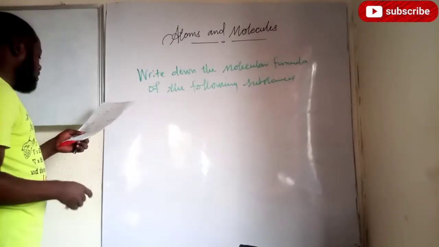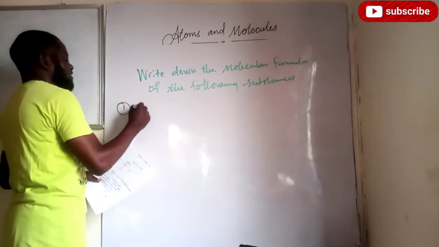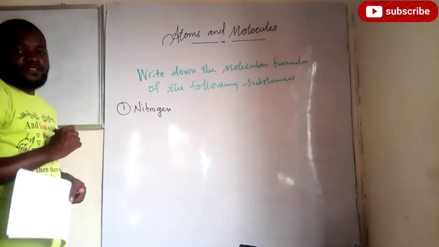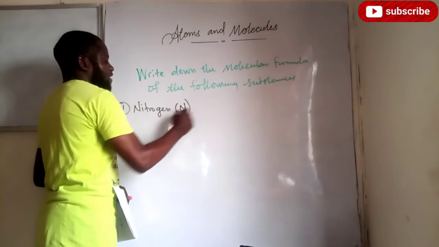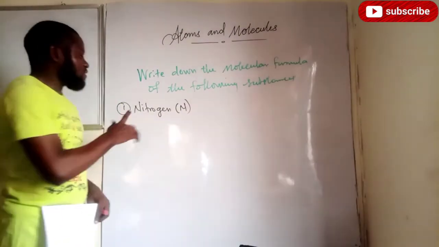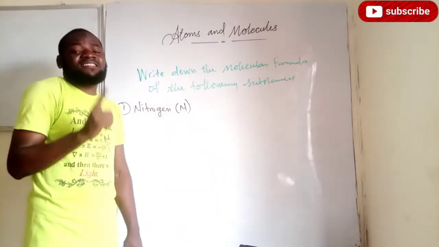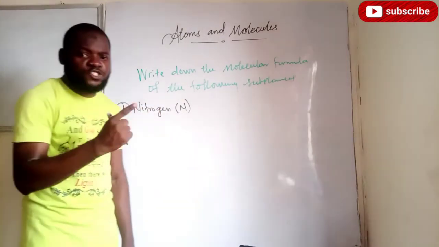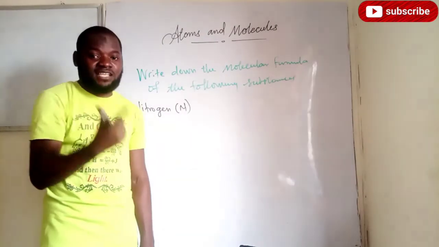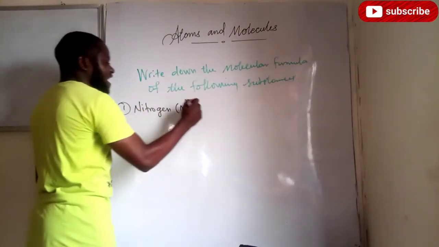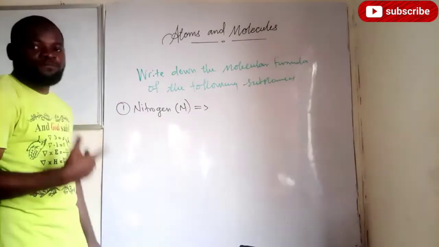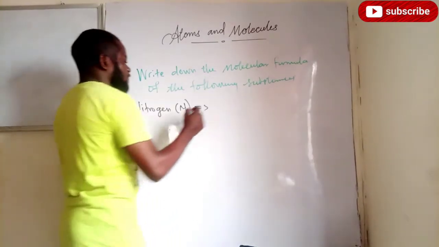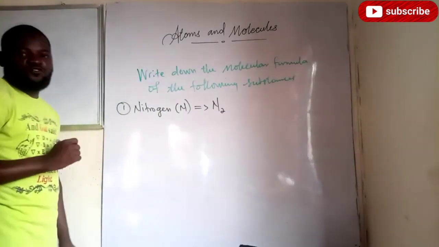So here we have nitrogen. If the question says you should write down the molecular formula of nitrogen, the first thing you need to ask yourself is, what is the symbol of nitrogen? It is N. Now because this is just a single element, it's not combining with another element, you have to make use of the atomicity, not the valency this time around. So for you to write down the molecular formula of nitrogen, you have to know the atomicity of nitrogen. And if I may ask, what is the atomicity of nitrogen? Correct, that is 2.